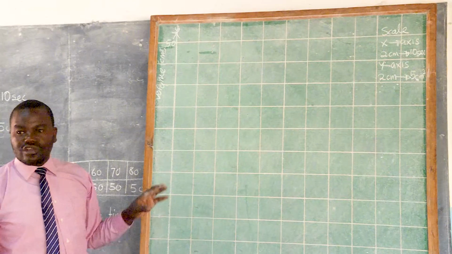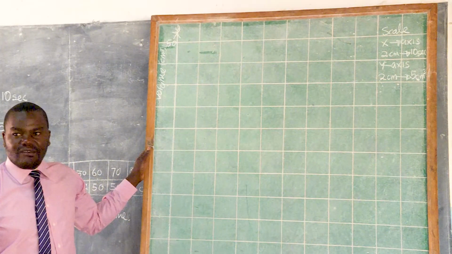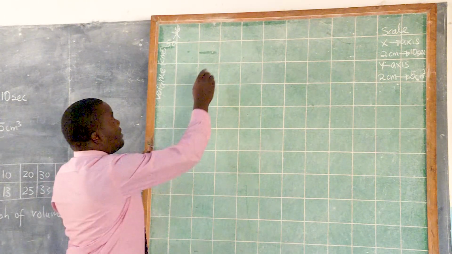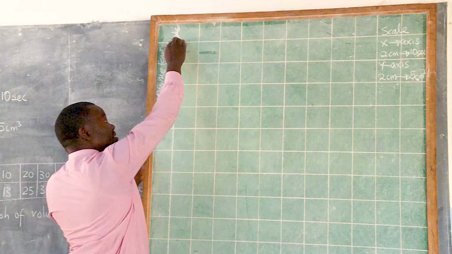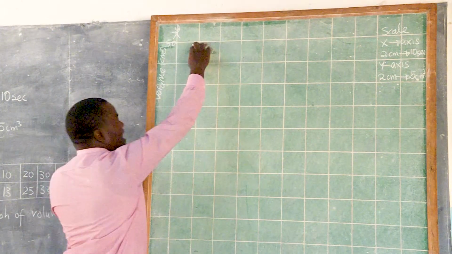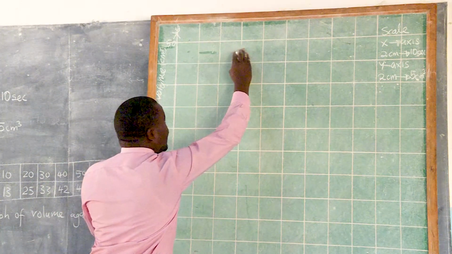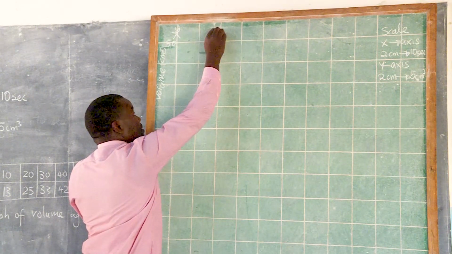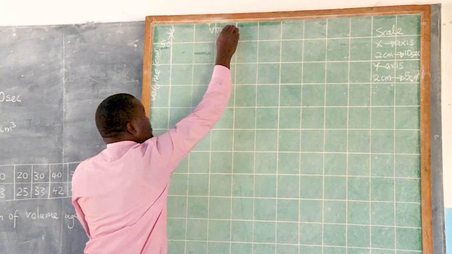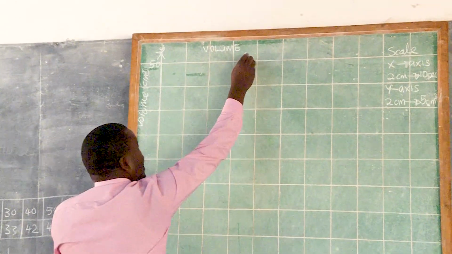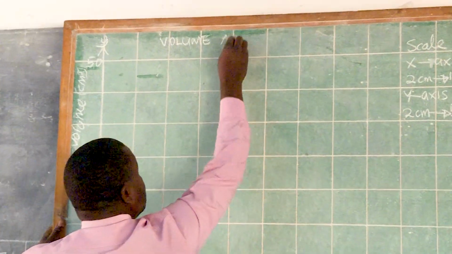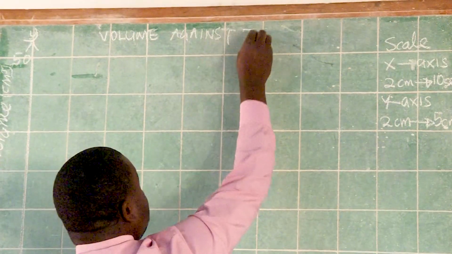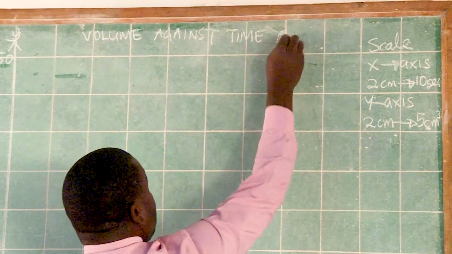When we've done that, we said each graph must have a title. So what will be the title of this graph? Our last value 50 is there. You can't write your title there because definitely your graph will pass there, so you write it on top there. So the name of this graph is a volume against time graph.